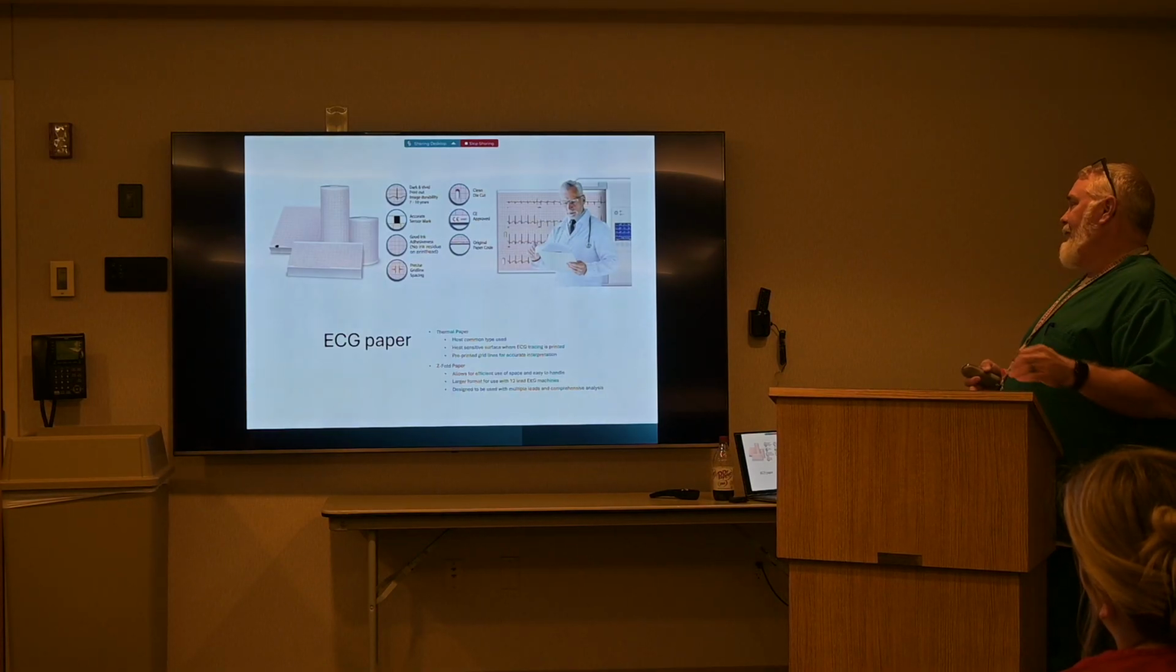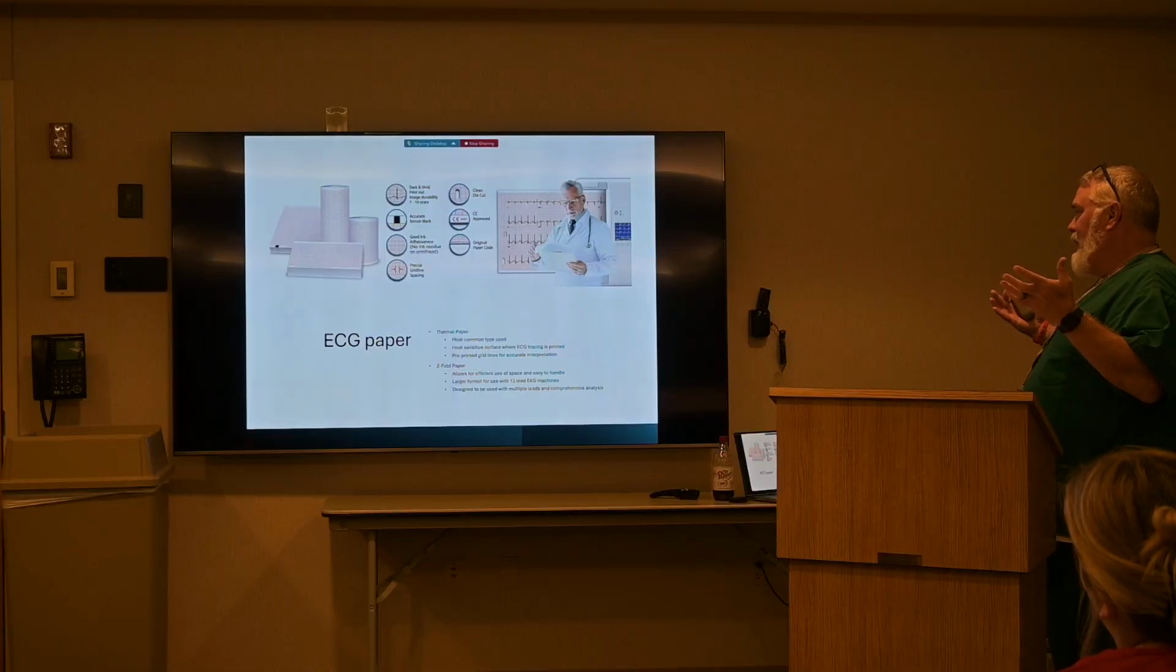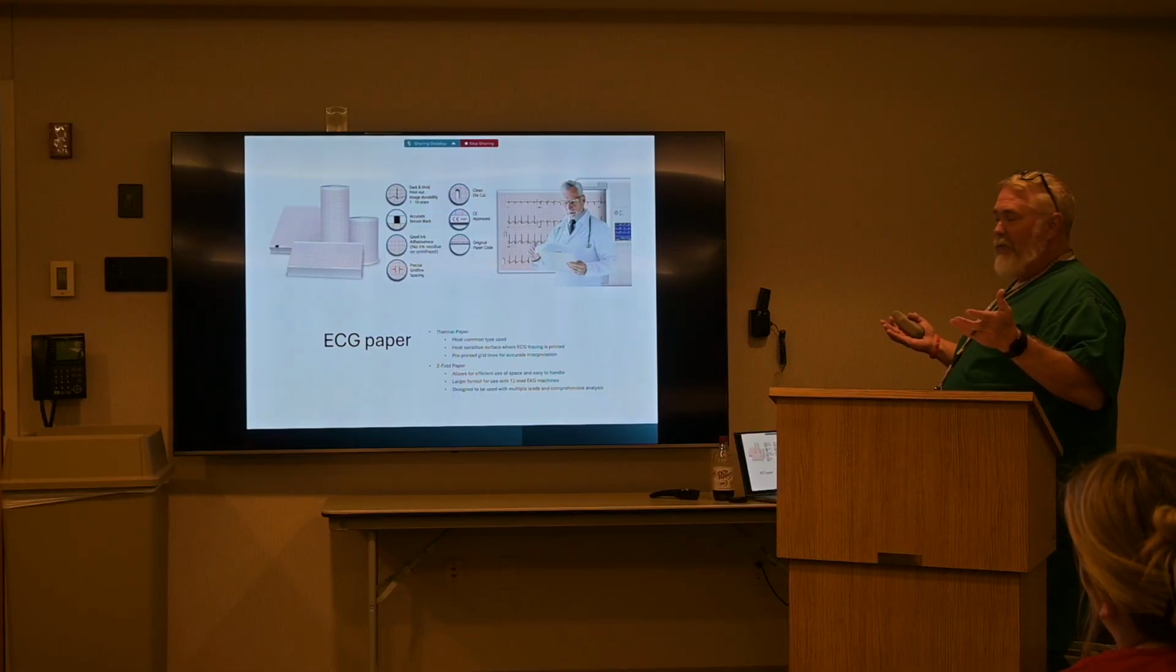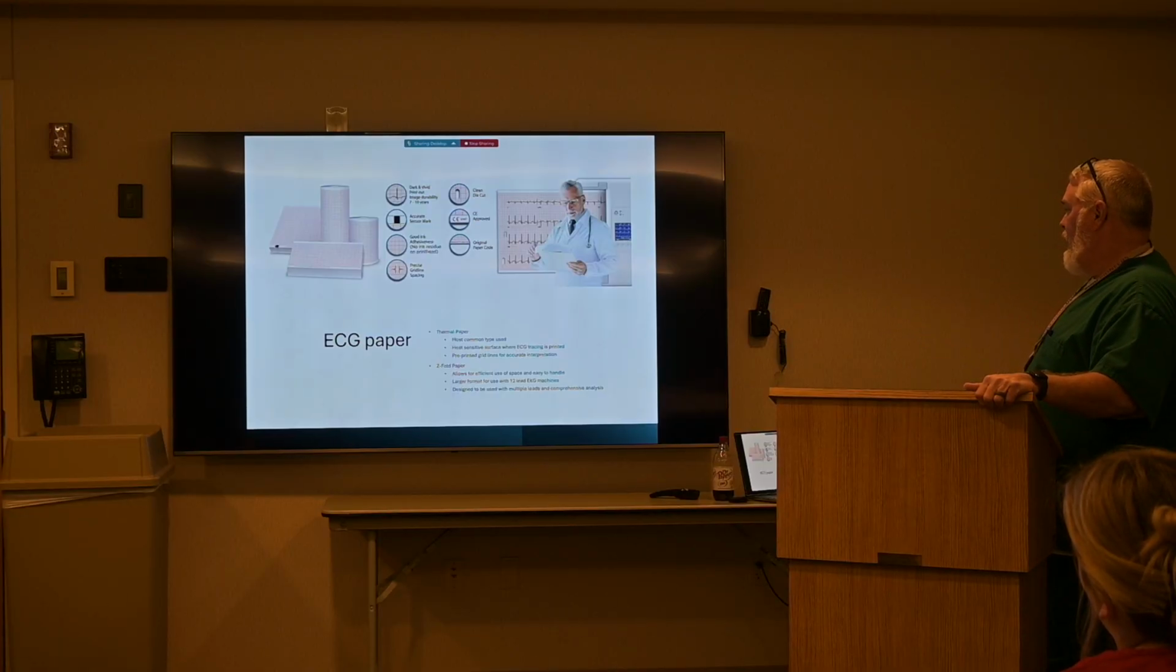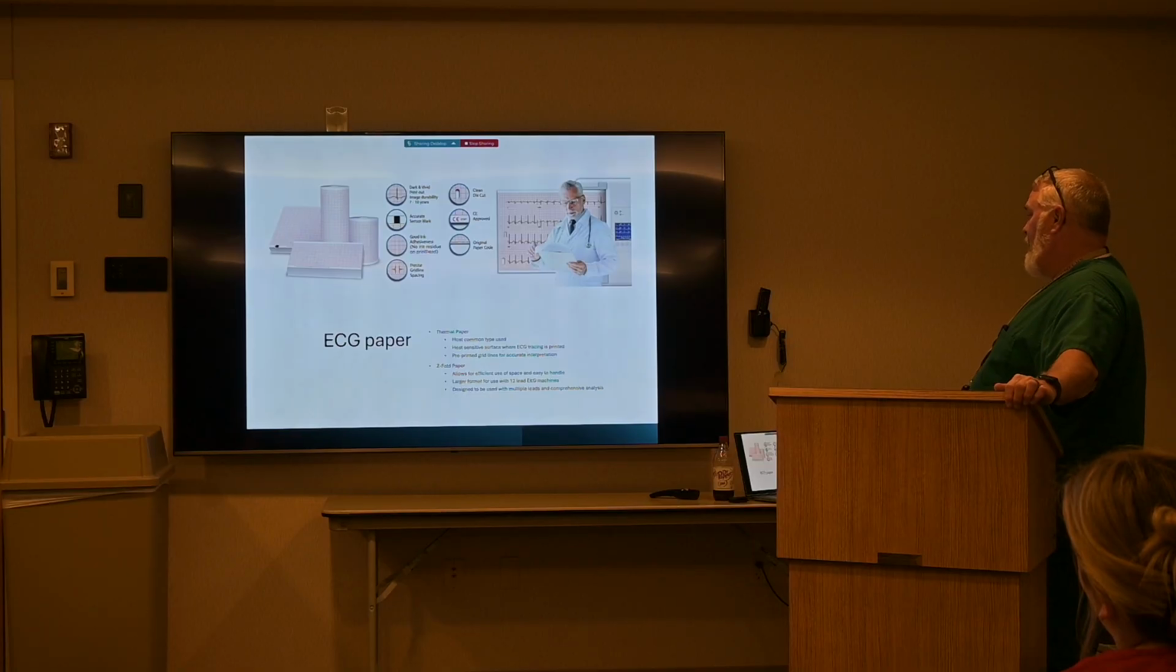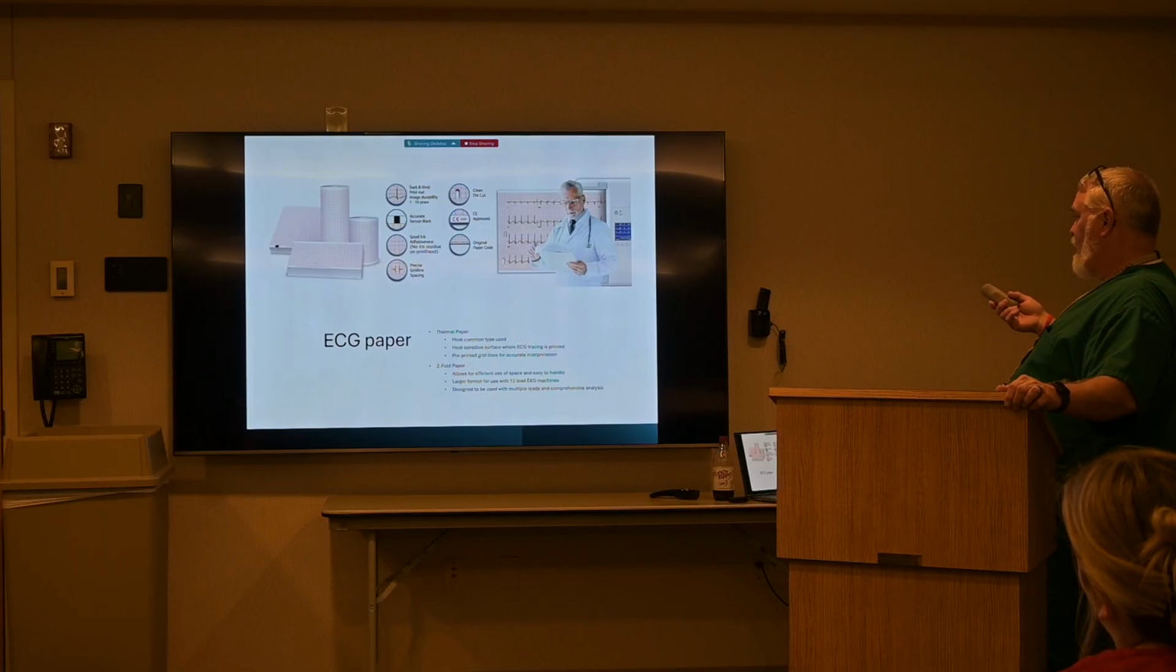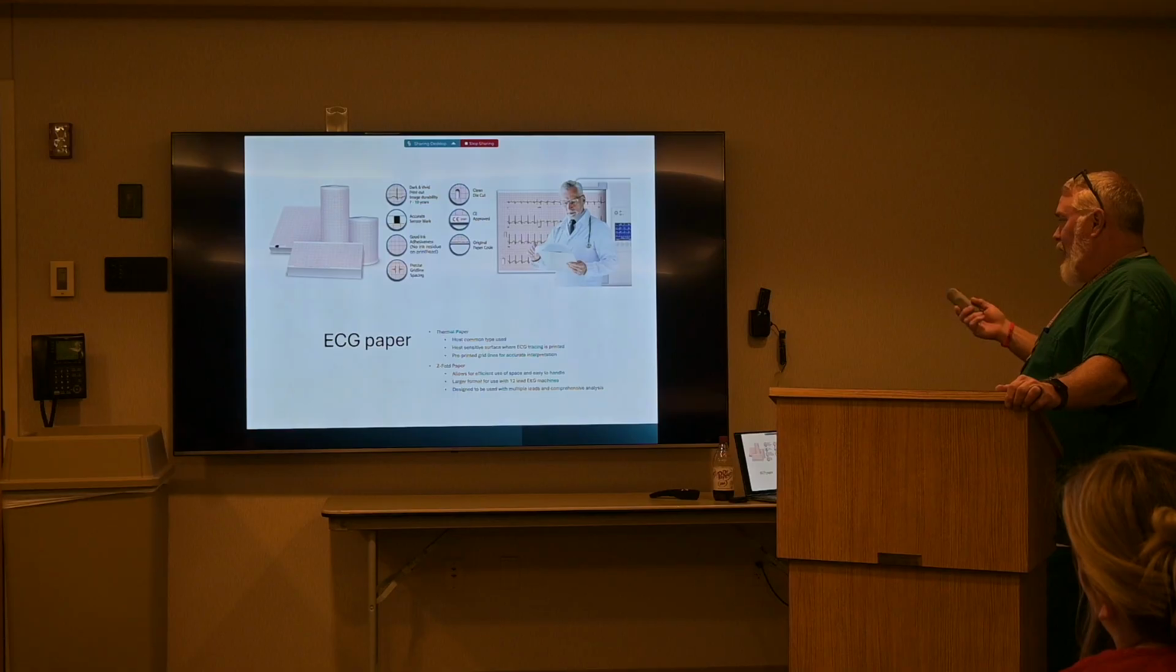So ECG paper, all of it is about the same. It's all thermal paper. It's heat sensitive, and the actual rhythm strip is printed using heat. And you have pre-printed grid lines for measurement and interpretation. A lot of the new machines use Z-fold paper, and it's just easier to handle.